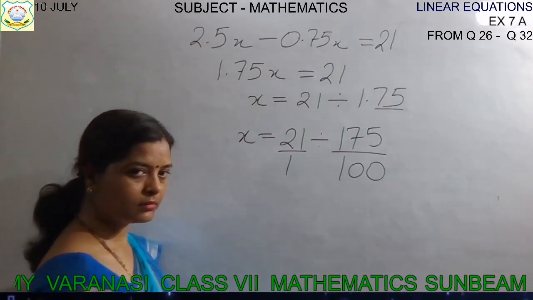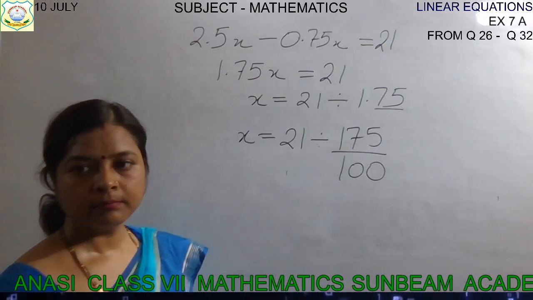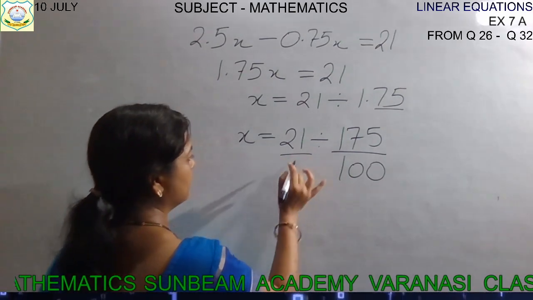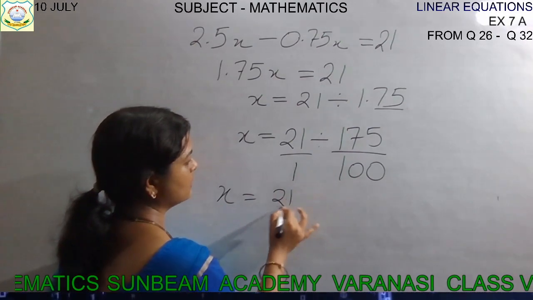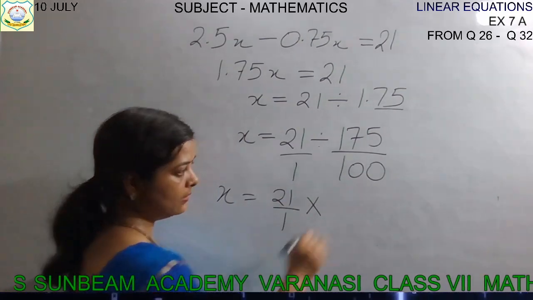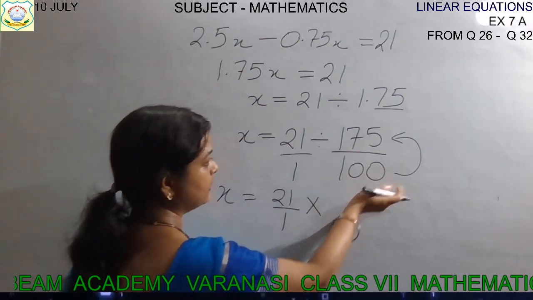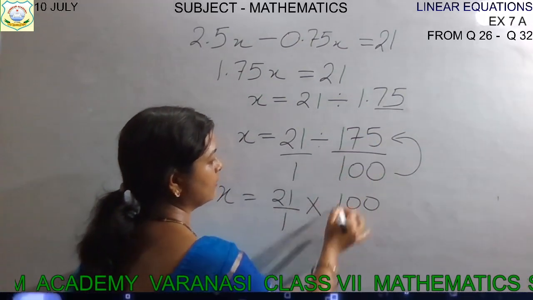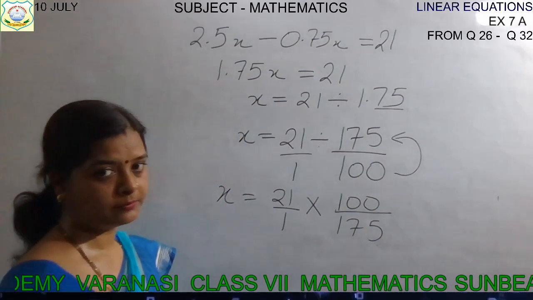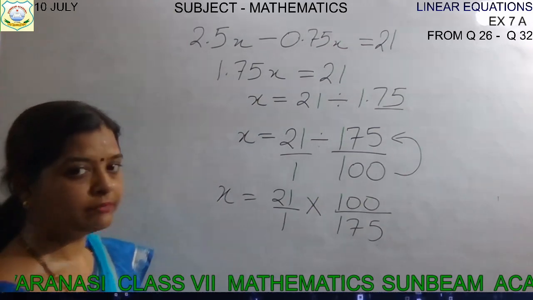Now next step, children. Can we write it like this? Yes. 21 we can write as 21 by 1. So x is equal to 21 by 1, the first fraction as it is. Divide will change into multiply, and take the reciprocal of the second fraction. In the reciprocal, the denominator goes to the numerator, and the numerator is shifted to the denominator. This is the reciprocal number.